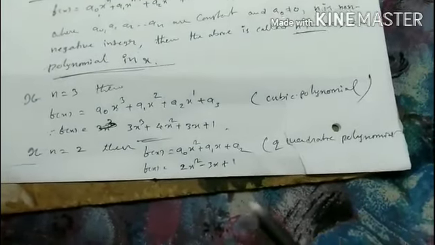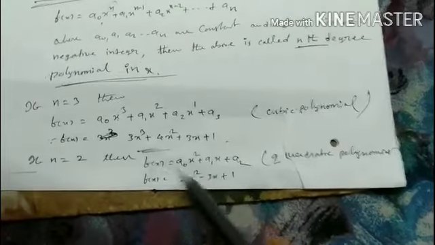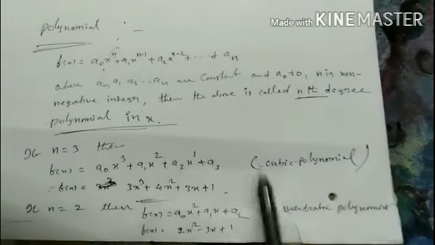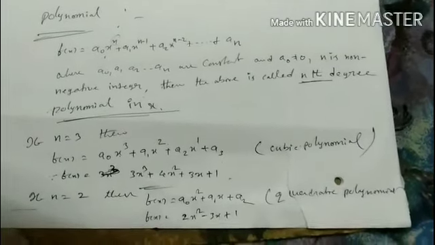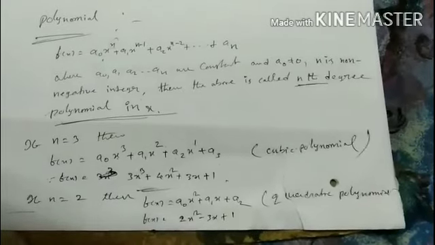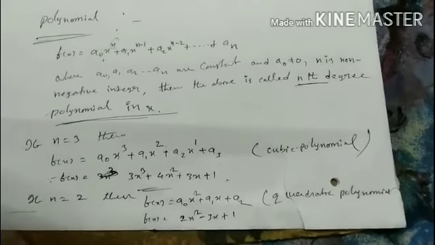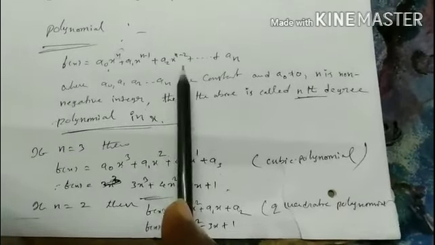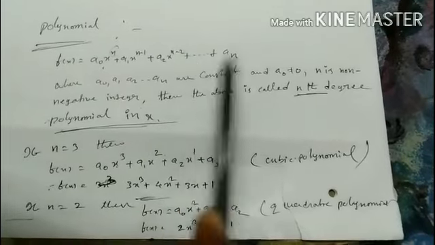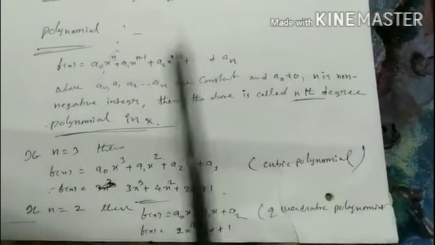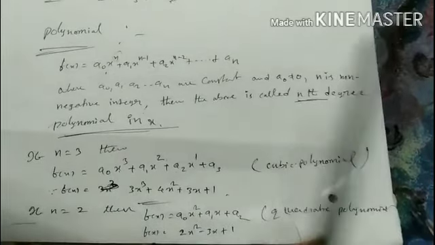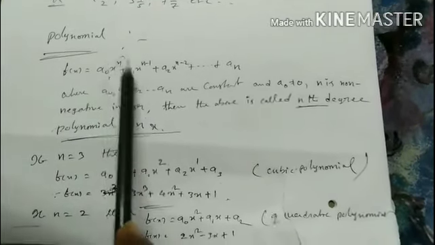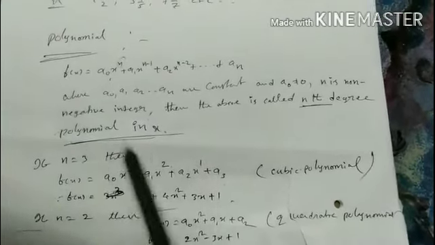So these are called polynomials. This is a general polynomial, and this is a cubic polynomial, this is a quadratic polynomial. So finally, whatever polynomial it is, it will be in this format. That's why this is called the general polynomial. What is its degree? n is the highest power. That's why this is called an nth degree polynomial in x.